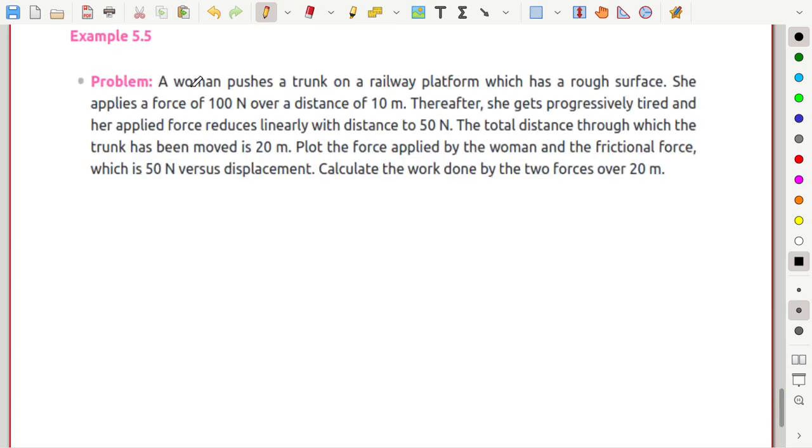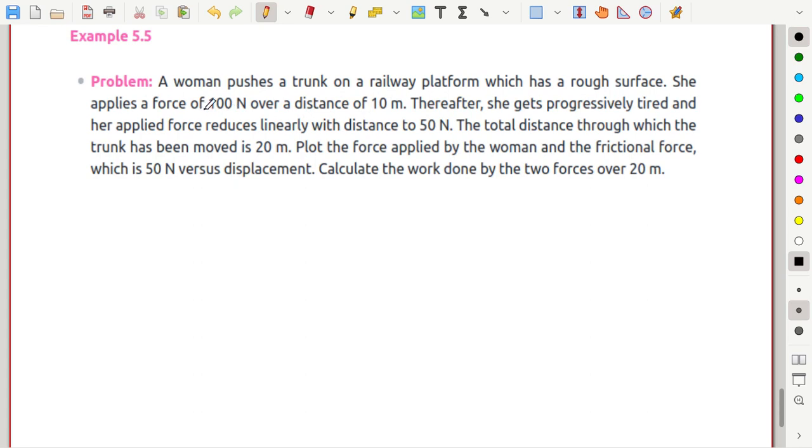So this is the problem statement. A woman pushes a trunk on a railway platform which has a rough surface, so friction is involved. She applies a force of 100 Newton over a distance of 10 meters. Thereafter, she gets progressively tired and her applied force reduces linearly with distance to 50 Newton. So the total distance through which the trunk has been moved is 20 meters.